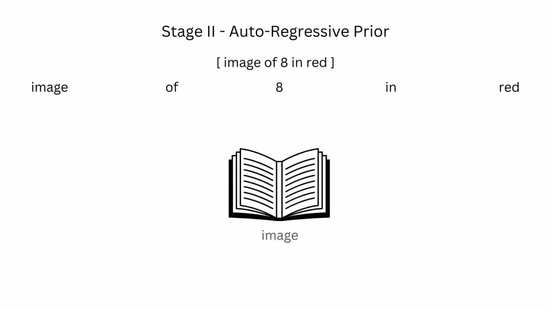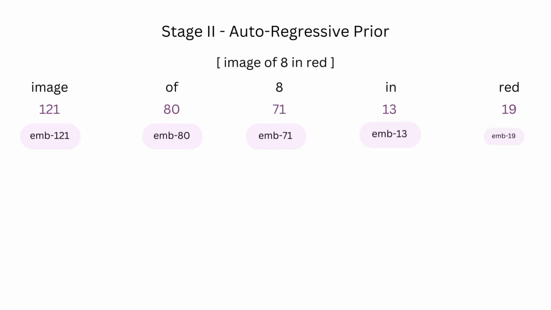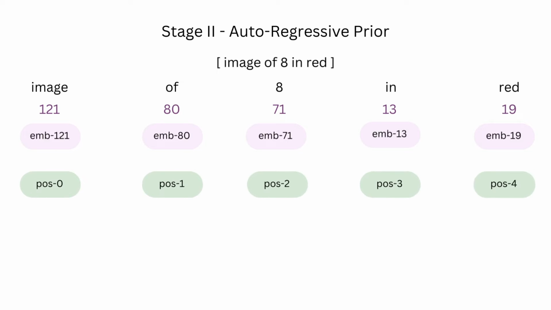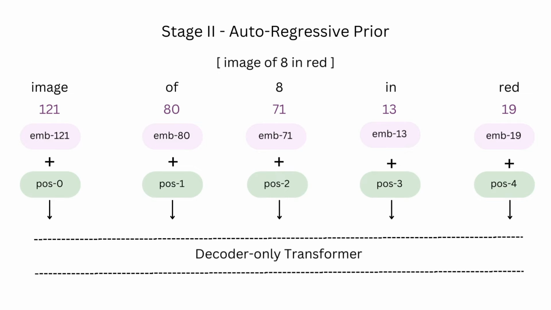Let's now go over the stage 2 training. If we had to train a language model on the captions, we would have taken the words of the caption, done a lookup for each of them in our vocabulary. These indexes would then be converted to vectors using our word embedding space. We would also convert the positional information into a vector of the same dimension. And finally, add them up and pass them through two layers of a decoder-only transformer, which is trained using cross-entropy loss to predict the next token index.